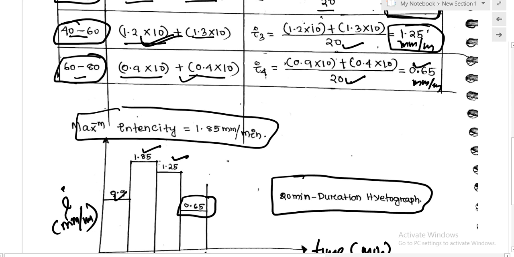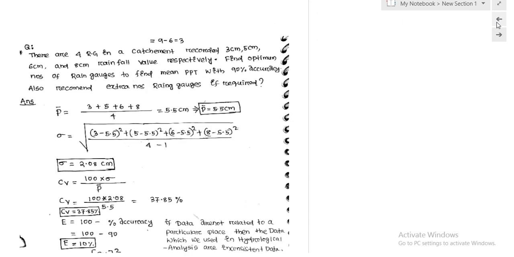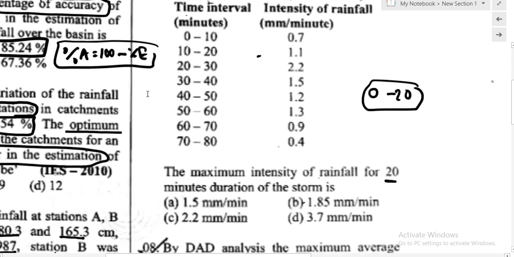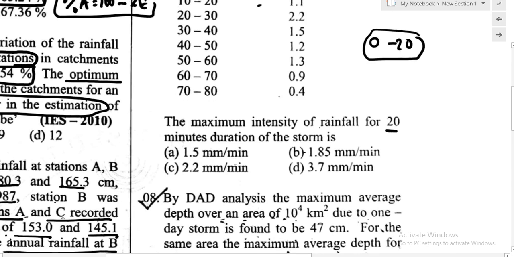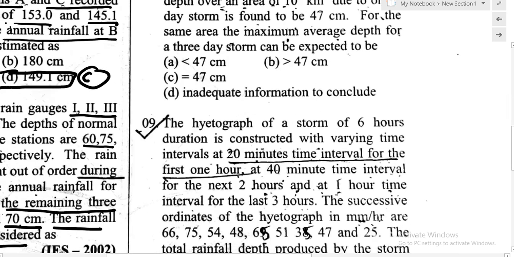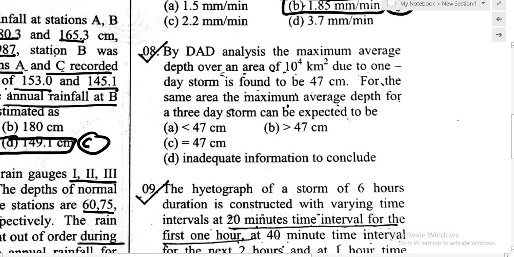Again, if you want a 40 minute duration hydrograph, you can also convert. So that is the thing, maximum intensity here 1.85. So the answer for this question is 1.85 millimeter per minute. This is the correct answer for this question. Okay, now this is the last question. Next question I will solve next class.